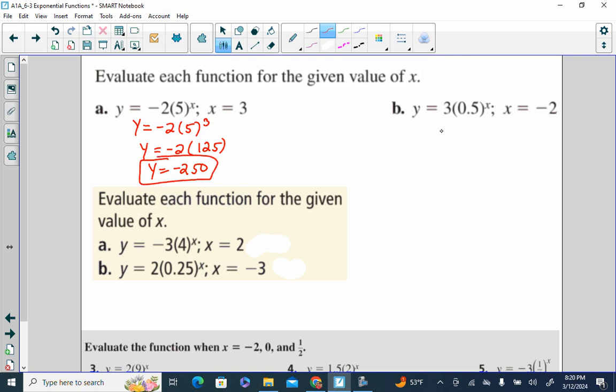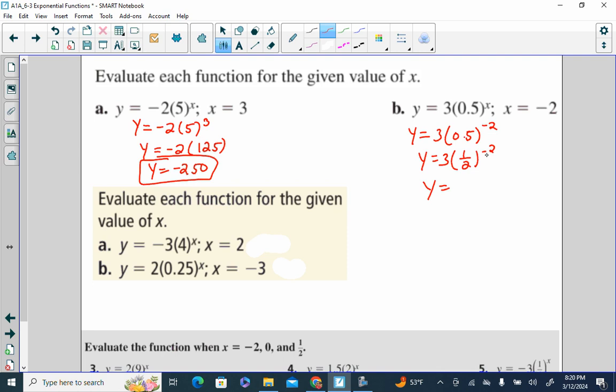We look at example B. We have to replace x with negative 2. So y is going to be equal to 3 times 0.5 raised to the negative 2 power. Now, I think this is much easier to evaluate as a fraction. So I'm going to write this as a fraction. y is going to be equal to 3 times, we know that 0.5 is 1/2, so that's 1/2 to the negative 2 power. Well, what is 1/2 to the negative 2 power? Well, I would flip this, right? 1/2 becomes 2 over 1. The exponent becomes positive. 2 over 1 squared is 4.